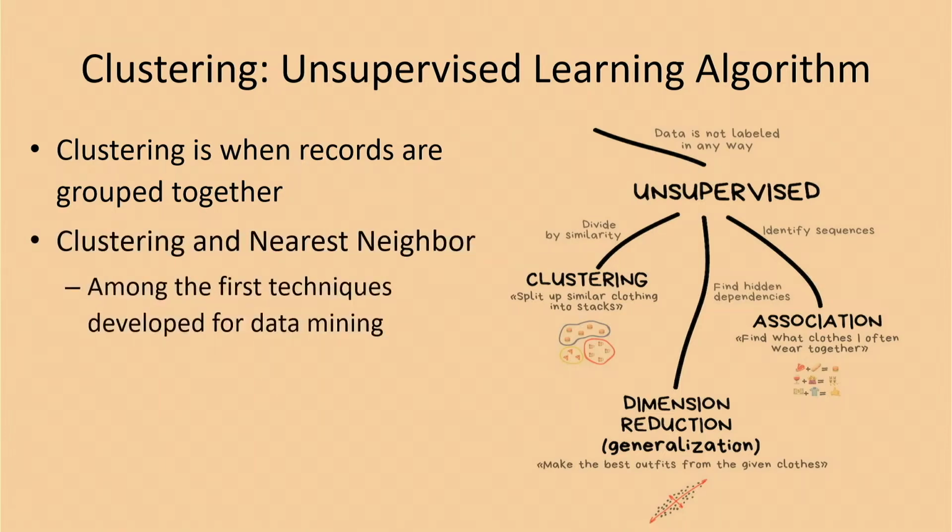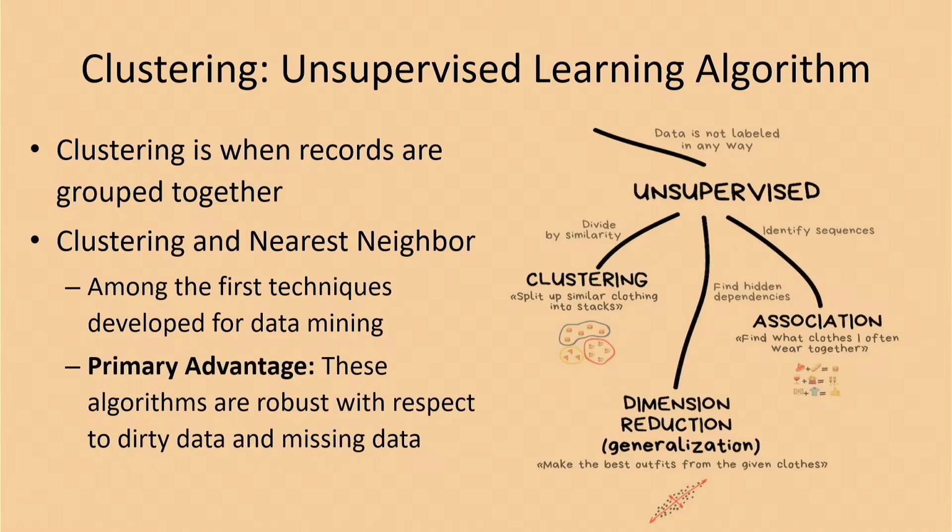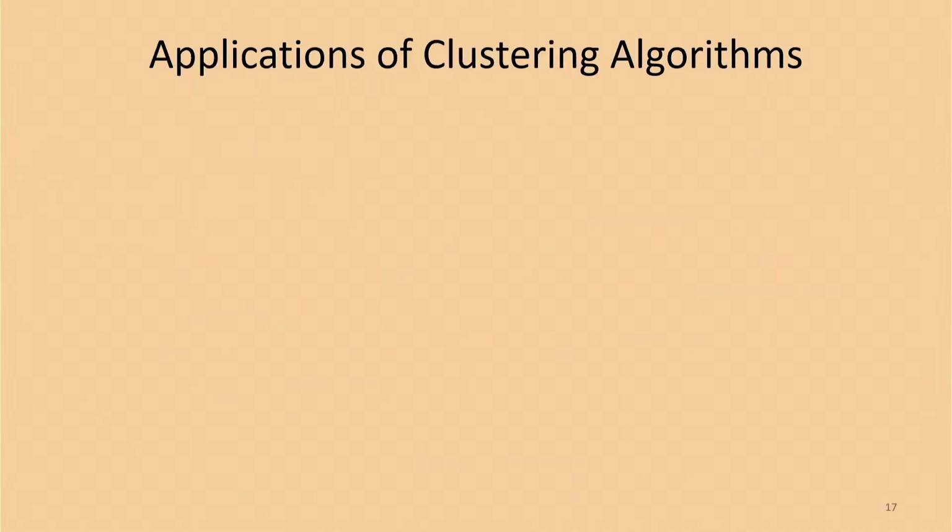Clustering and nearest neighbor are among the first techniques developed for data mining. You'll be surprised that clustering is actually nothing different from how statistics has already had the concept of clustering, right? Primary advantage, these algorithms are robust with respect to dirty data and missing data. That's the biggest advantage, because initially there were very few tools for data cleaning. So with these algorithms being robust with respect to missing or dirty data, meaning some are missing, some are faulty, some are spurious, rather than 0.2, somebody records 0.02, whatever. Okay, so that becomes a spurious record, and so on and so forth.